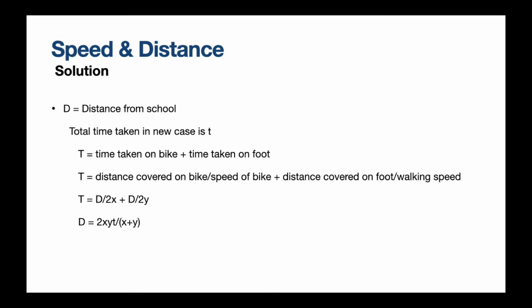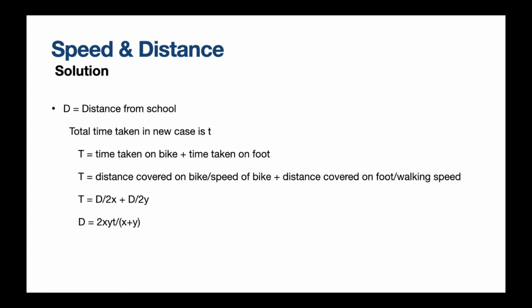Now d is equal to the distance from school to home, and t is the time taken by Arun to reach his school. Now this time would be equal to the time taken by him on bike plus the time taken by him on foot. As I told you in the concepts also, speed is equal to distance upon time, and time is equal to distance upon speed. Then distance covered on bike divided by speed of the bike and distance covered on foot divided by walking speed will give me the total time, t, which is equal to d by 2x.